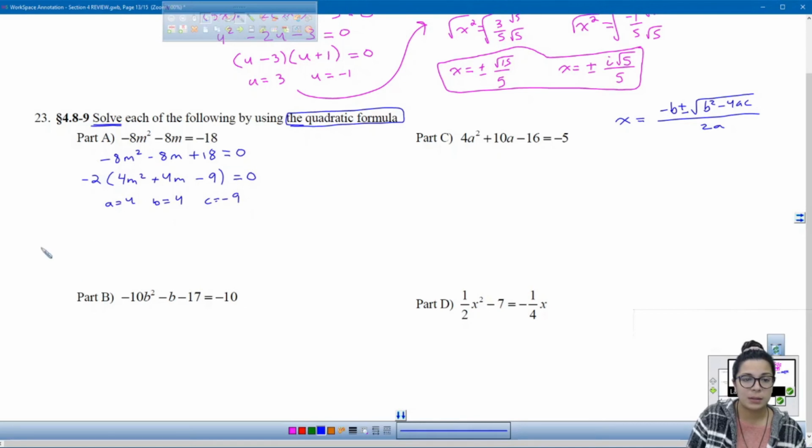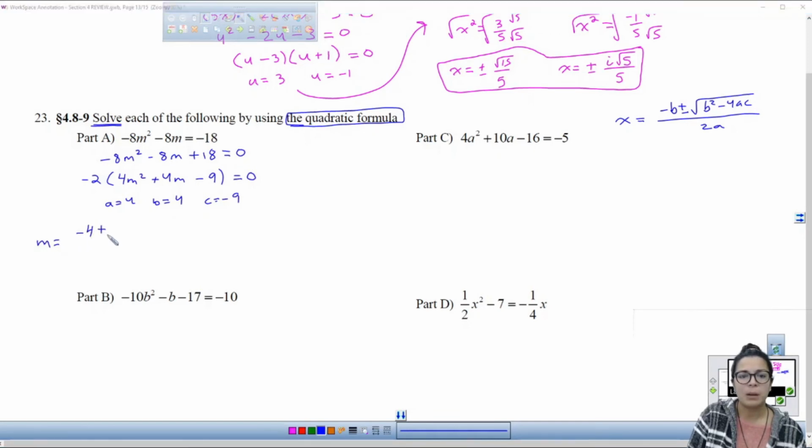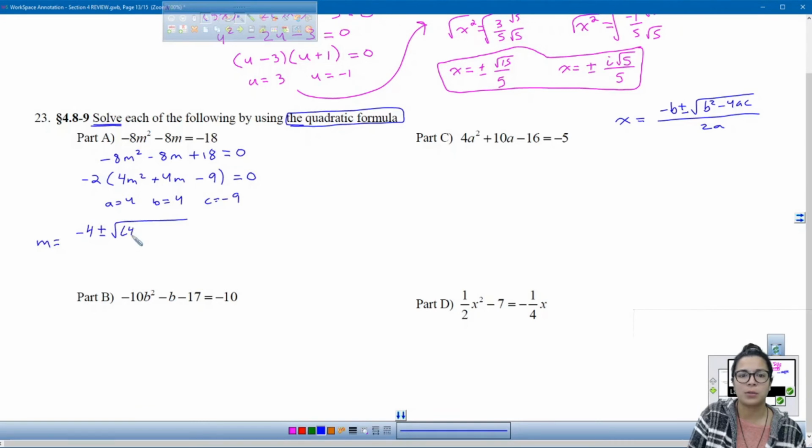So let's go ahead and plug that into the quadratic formula. Now here the variable, the unknown, is not x, it's m. So I'm just going to write m equals negative b plus minus the square root of b squared, so 4 squared, minus 4 times a is 4, times c is negative 9. And I'm going to extend the radical bar there. And then that's all over 2 times a, which is 4.